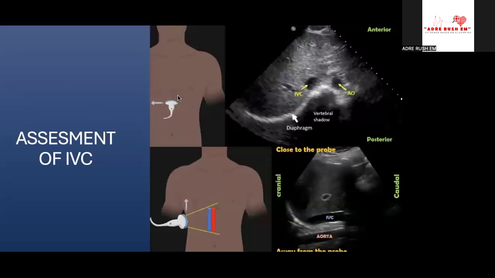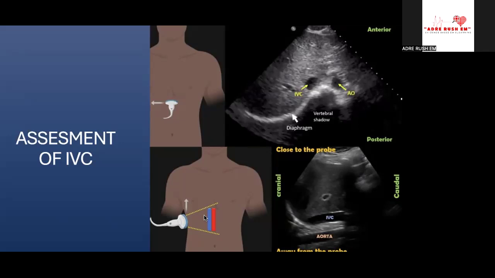How do we assess? We use the subcostal view. As you can see, this is your aortic opening, this is your IVC opening. Your pointer is towards your right of the patient. Once you are getting a good view of the liver and your contractile heart, you rotate the probe in such a way that your pointer is towards the sternum. Now your IVC is oriented this way.